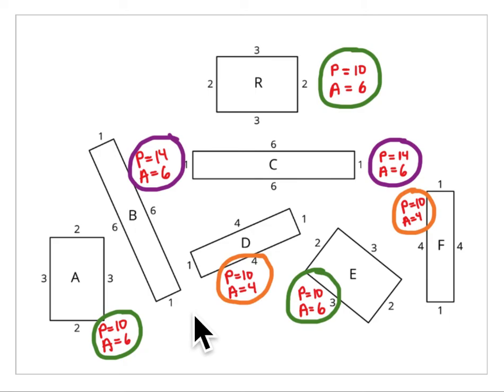So more practice on recognizing what congruency means. And in this case for rectangles, if you have the same area and the same perimeter, then they will be congruent. They will be equal, or they're the same rectangles.